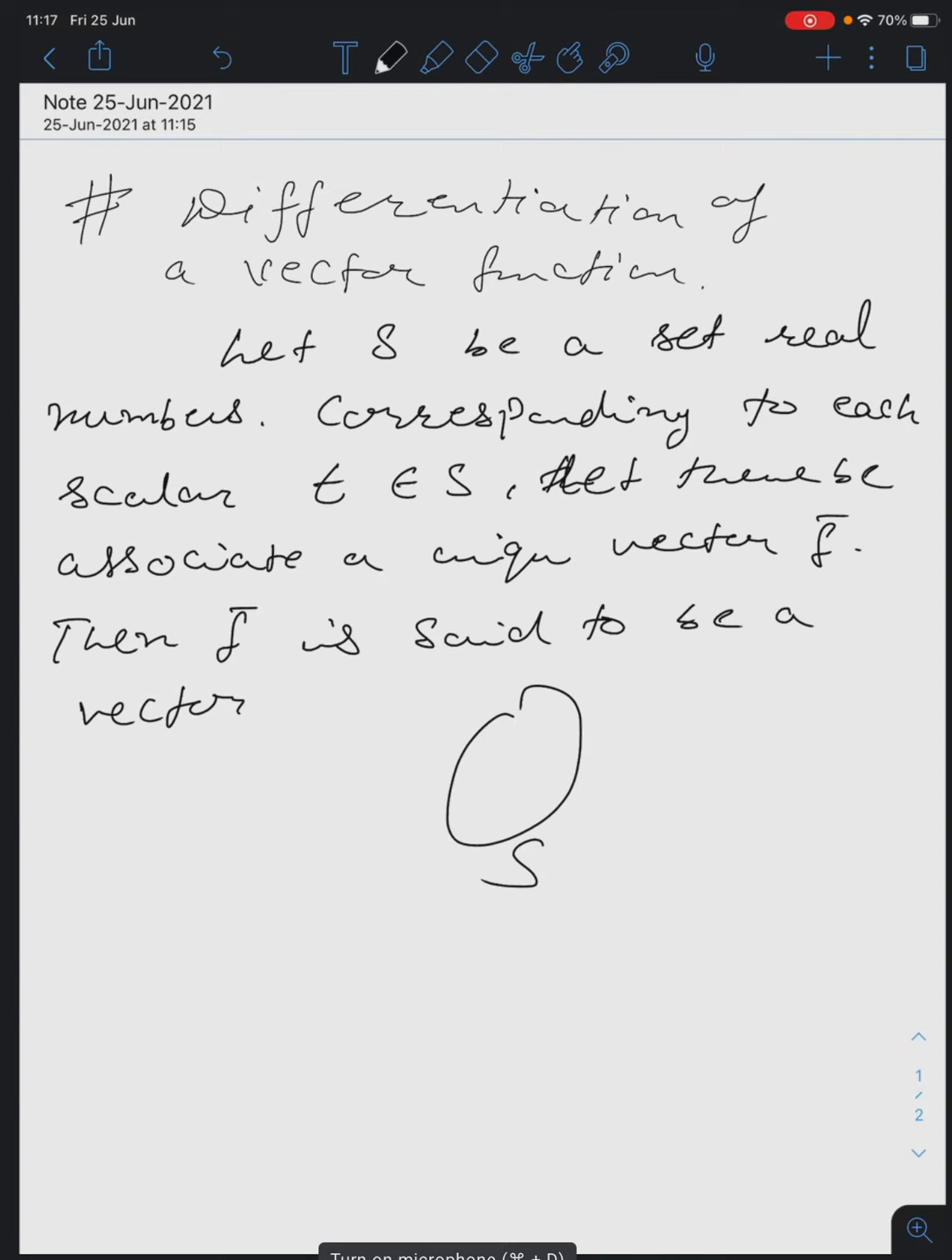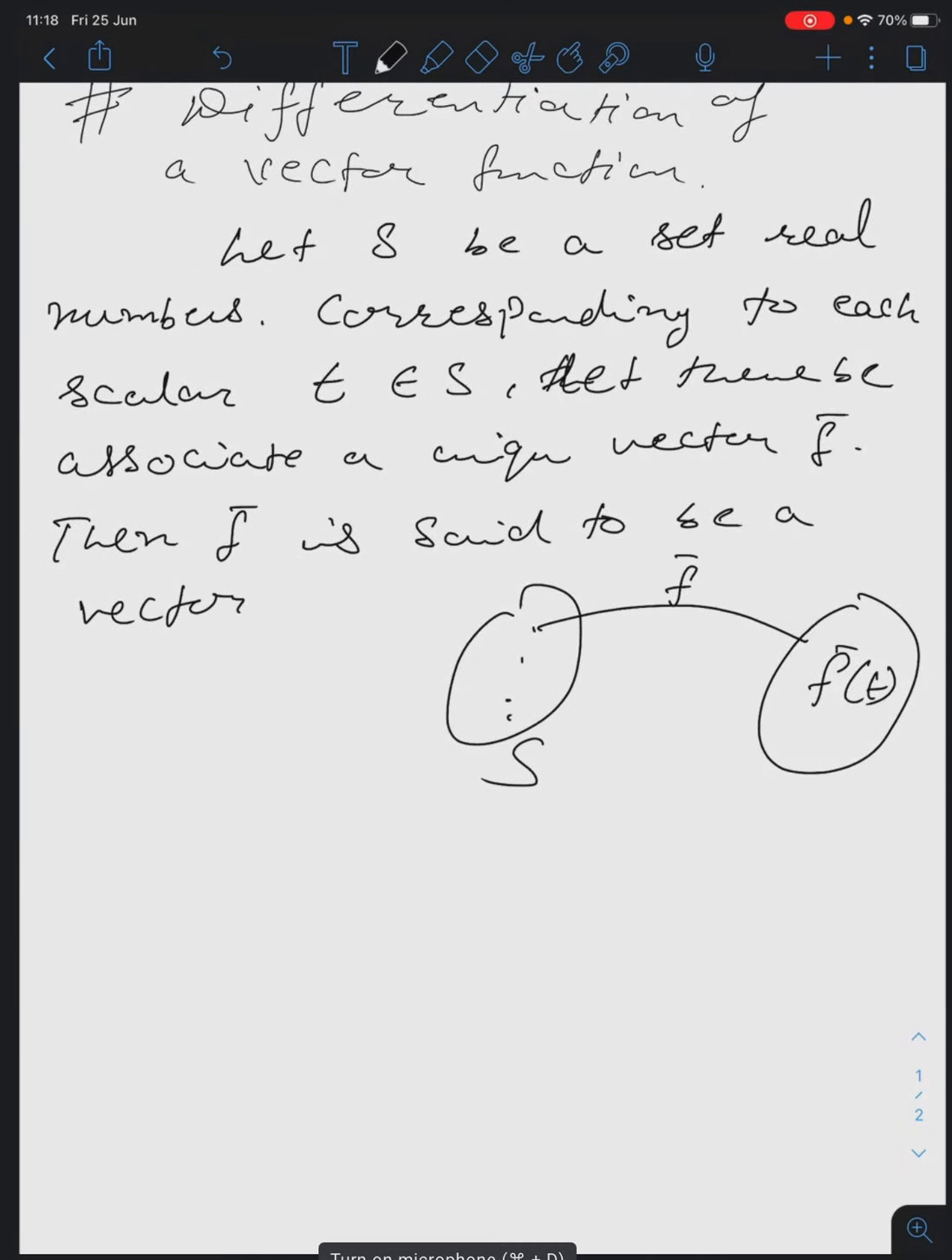S is a set of all real numbers. Now you have so many points here, and for each of these points there is a unique vector associated. So the result is F bar of T, a vector. This F bar itself we are naming a vector function, because on applying this function you get a vector value as the result.